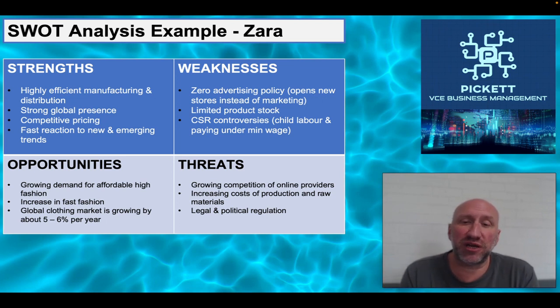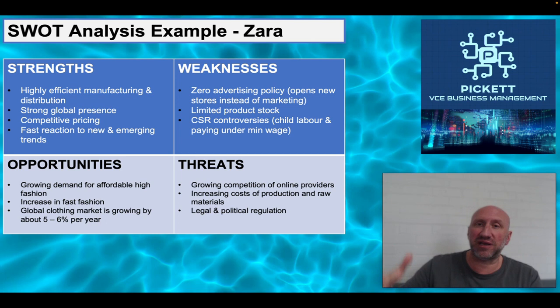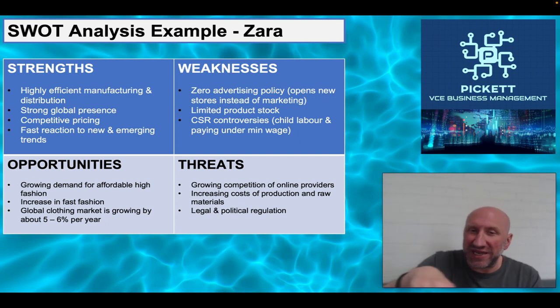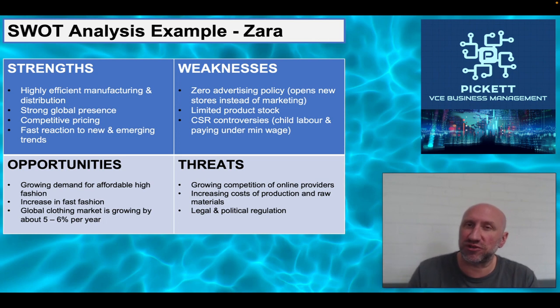Increased costs of production and raw materials. Maybe they've identified that actually their supplies are becoming more expensive. I don't know why. And legal political regulation. This is probably more to do with the number of different countries that they operate in, but also the type of countries that their suppliers are based in. Regulations are tightening up in some of those developing nations where they're getting their supplies from, which could also probably then lead into the increasing costs of production and raw materials as well. So those things are probably interlinked.